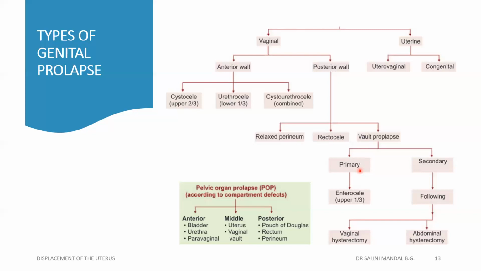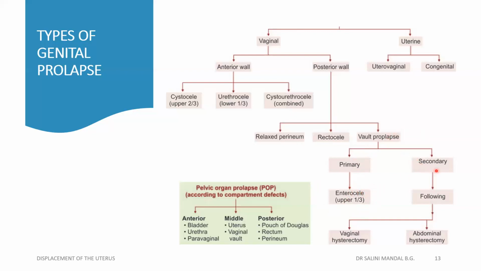Now, it may not only be the pouch of Douglas, but it may also contain the omentum or even a small loop of bowel. That is why we call it an enterocele. So that was about the upper third of the posterior vaginal wall laxity, which will lead to enterocele, that is herniation of the pouch of Douglas, and not only the pouch of Douglas, even a little of omentum and a loop of small bowel.